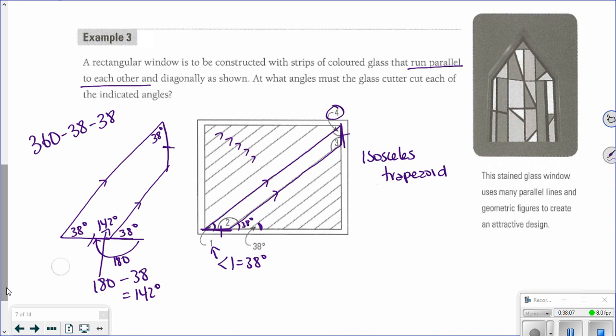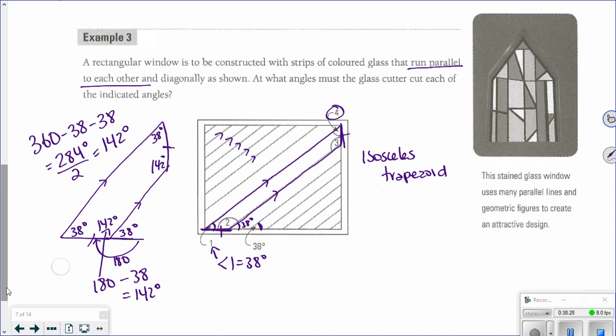Which if I work it out is 284 degrees. And that 284 degrees is being shared between angle 2 and angle 3, which are exactly the same size. So I'm going to divide this by 2, which gives me 142 degrees for each of those pieces.